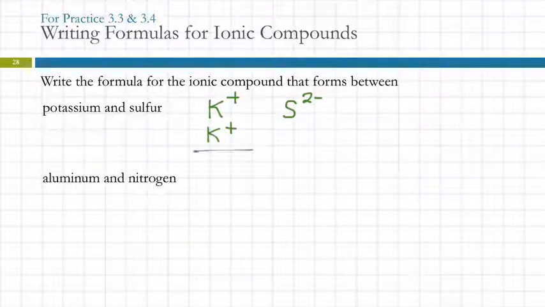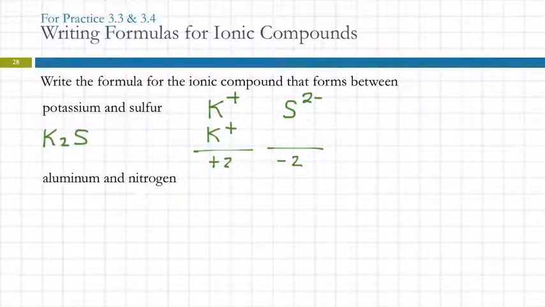Now if I'm adding up the positive and negative charges, I've got +2 and -2. Each of these potassium ions has a +1 charge. Together it's +2. This sulfur has a -2 charge. +2, -2, those add up to 0. Tells me I need 2 potassiums and 1 sulfur. So the formula would be K2S.